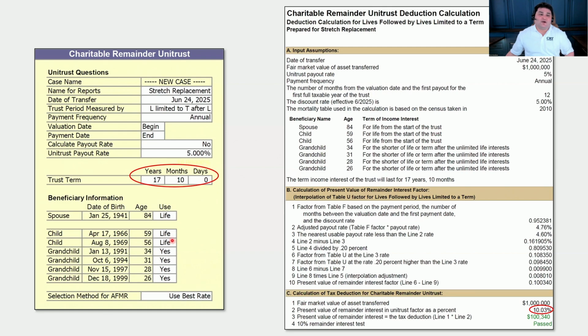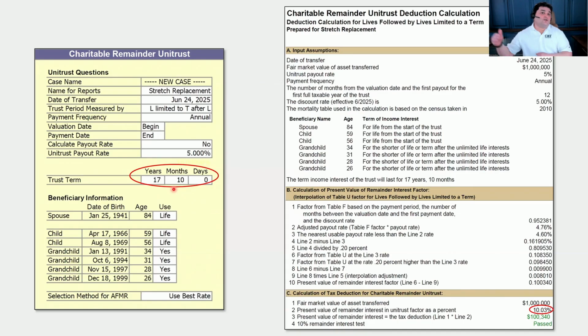So you can see here, we have the spouse who's 84. We have the 2 children, 59 and 56. And then we have the 4 grandkids. These grandkids are too young to be lifetime income beneficiaries. It would not even come close to passing that 10% test. So we're going to go for the spouse, and then the two children as lifetime beneficiaries, and then to the grandchildren.